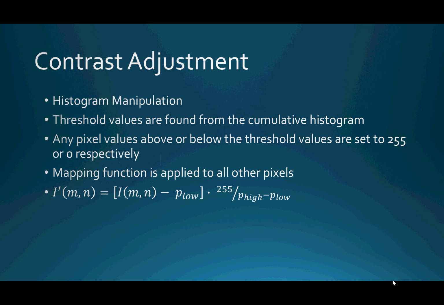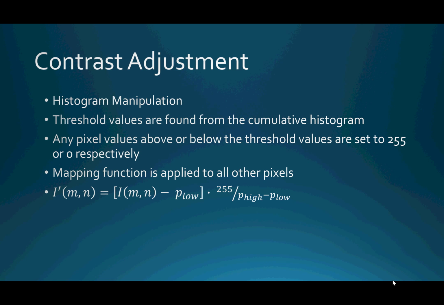For the contrast adjustment, I used histogram manipulation, and I found the threshold values using a cumulative histogram. For the threshold, I used the top and bottom 0.005% of the histogram, which is the same value that Photoshop uses in its default auto enhance. So I figured that was a good value to use if Photoshop uses it.